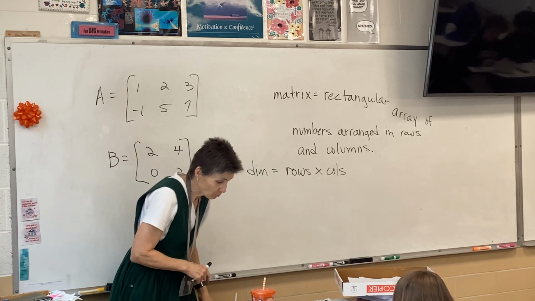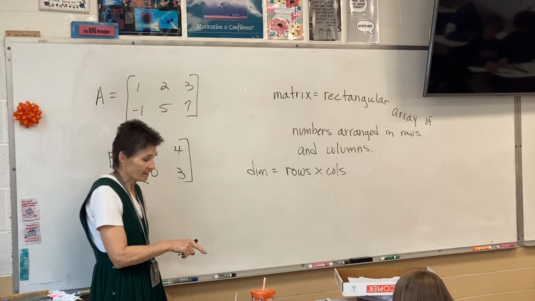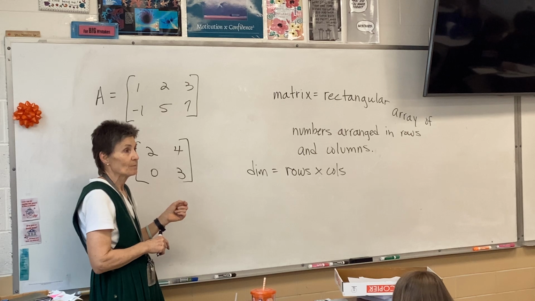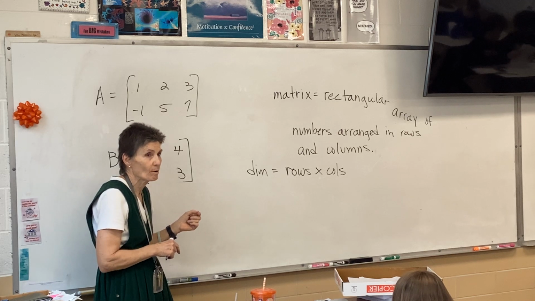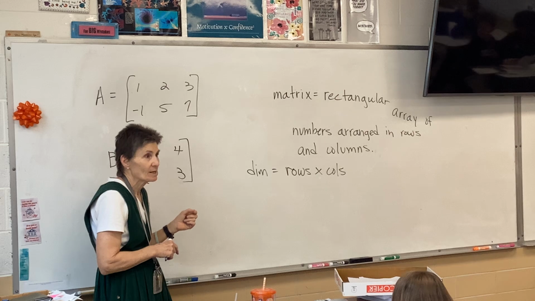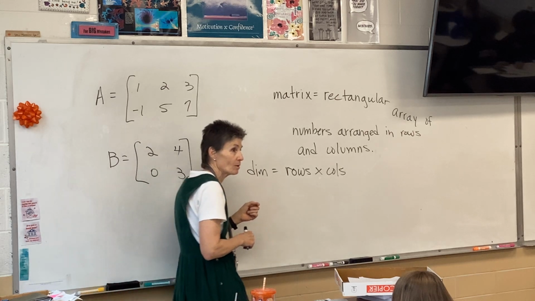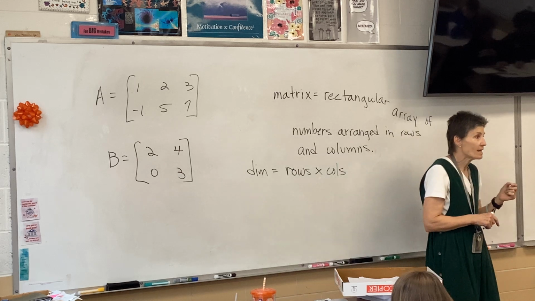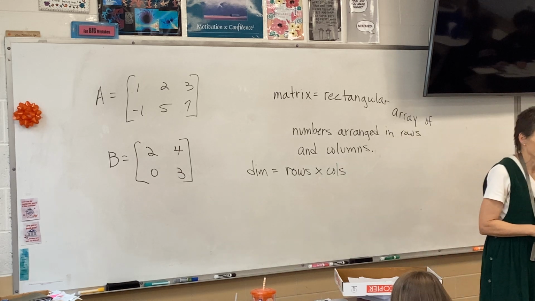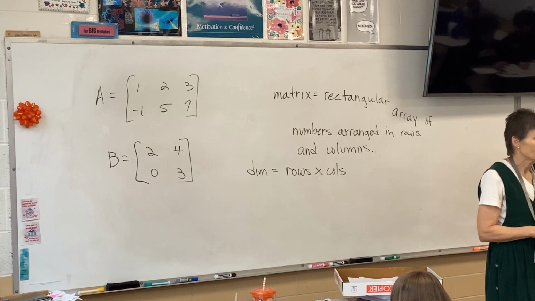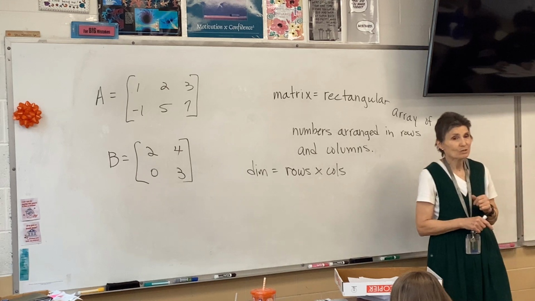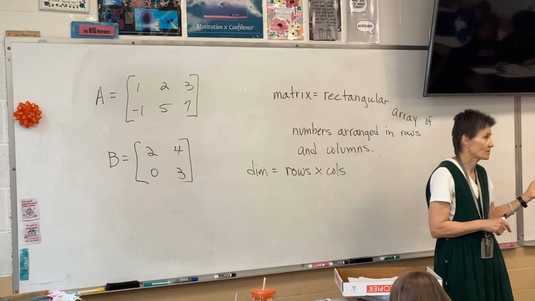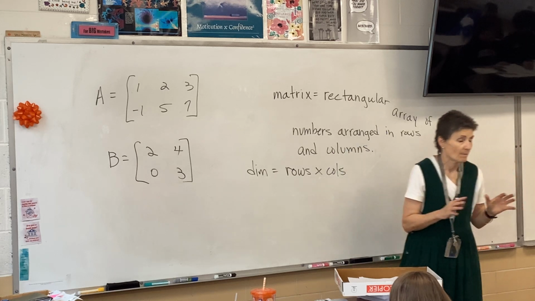Now, number 3, square matrix. A square matrix, what do you think a square matrix is? It has the same number of rows as columns. So is A square? No. Is B square? Yes. You can do things with squares that you can't do with everything else. Squares are kind of special, all right?